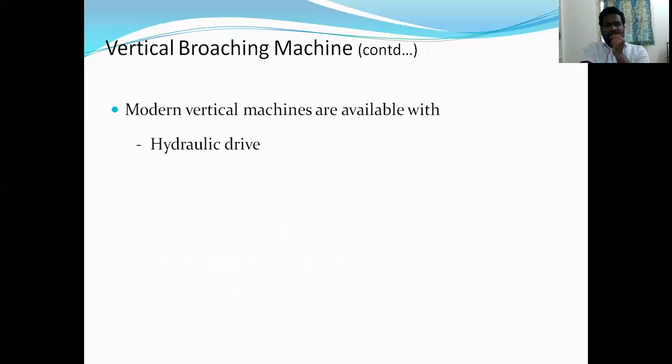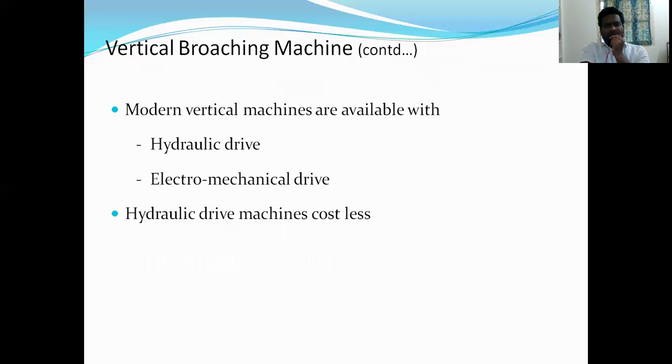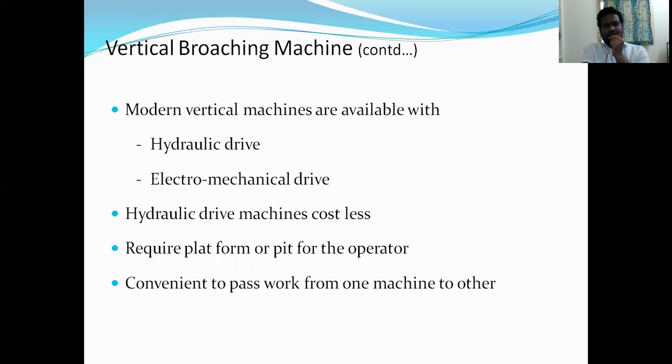Modern vertical machines are available with hydraulic drive and electromechanical drive. Hydraulic drive machines cost less and require a platform or pit for the operator. It is convenient to pass work from one machine to another. In this, we know the drive mechanisms of the vertical broaching machine.